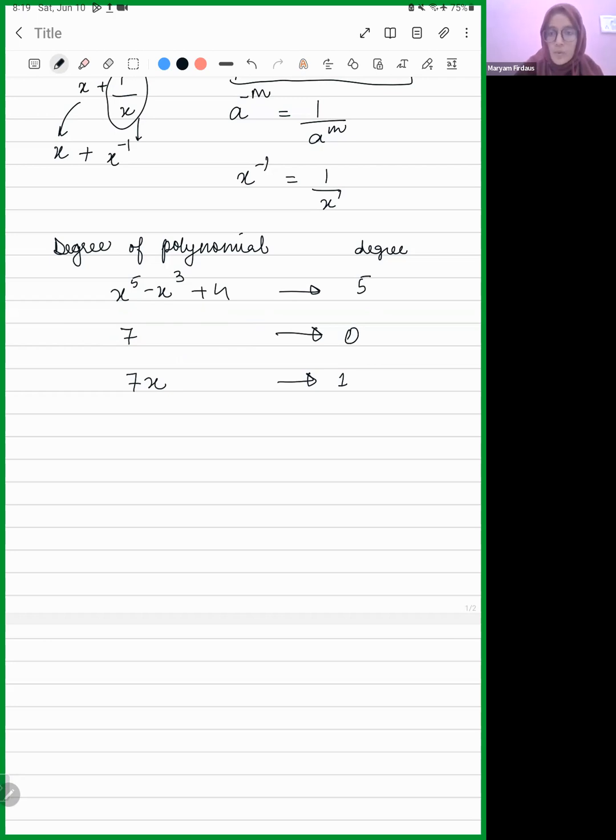Now let's do a few difficult examples. Oh, wait, this is not difficult as such, but let's just see this one. 5t minus root 7. Is this a polynomial? Yes or no? Yes, ma'am, it's a polynomial. What is the degree of this polynomial? Ma'am, 1. Very good.